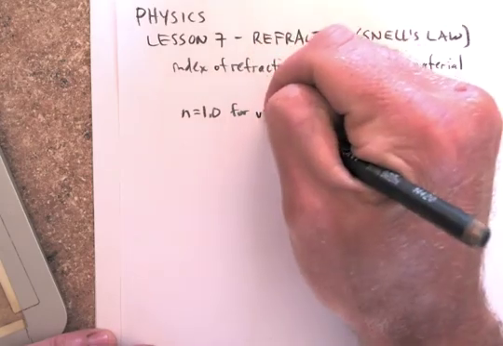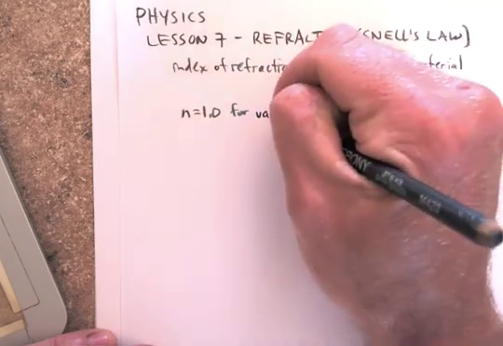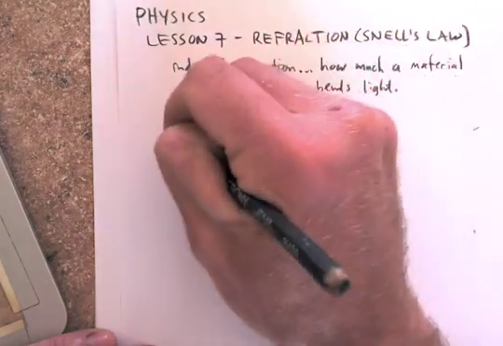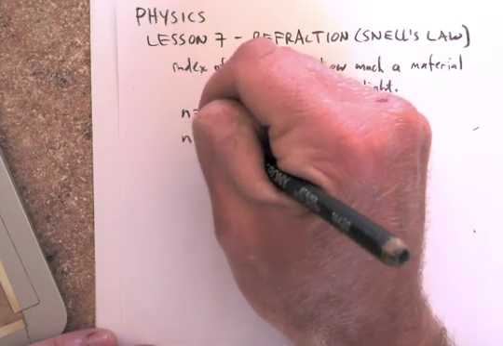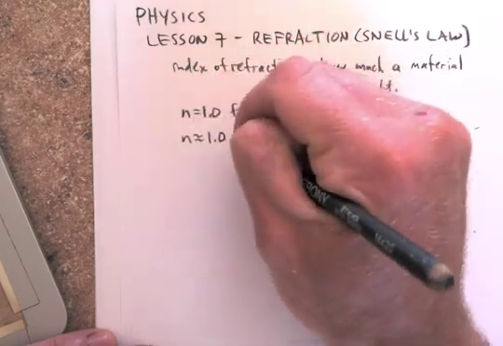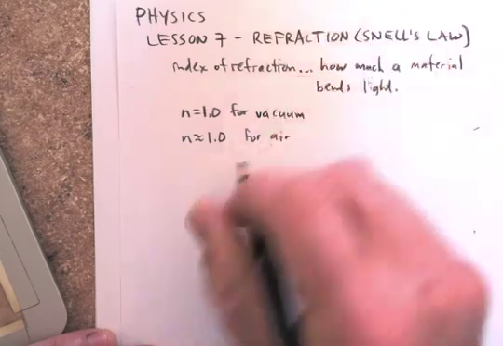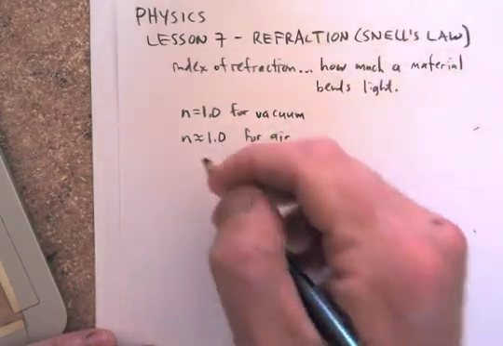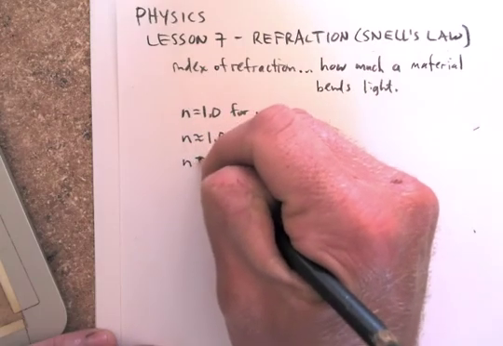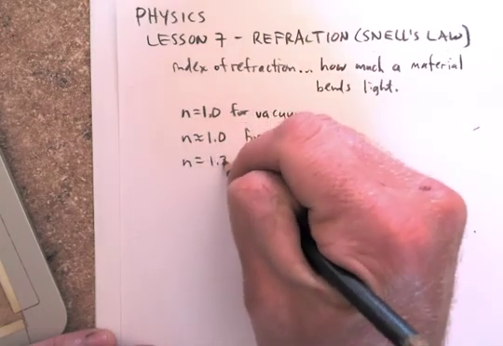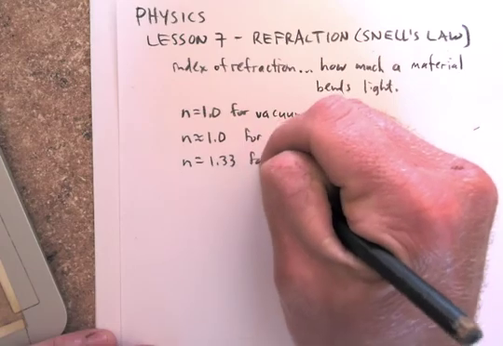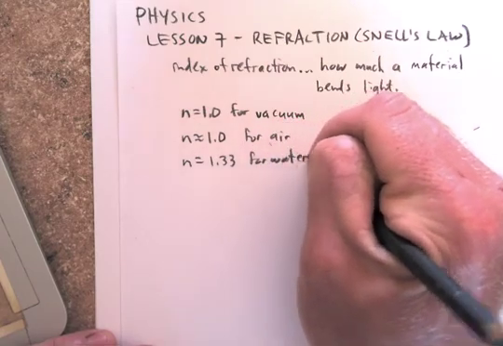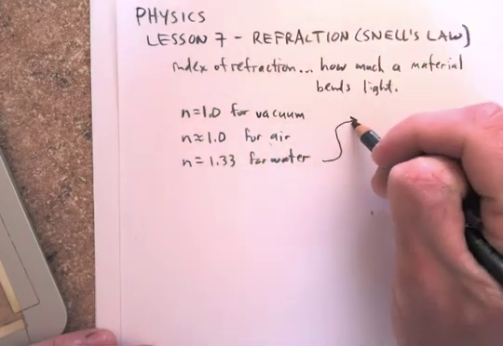For a vacuum, which means no air, N is about 1.0, and it's still basically 1.0 for air. It might be 1.0001 or something, but if we round it to the nearest tenth, it's still 1.0. Something like water is going to have 1.33. Okay, so this is another way to look at it.